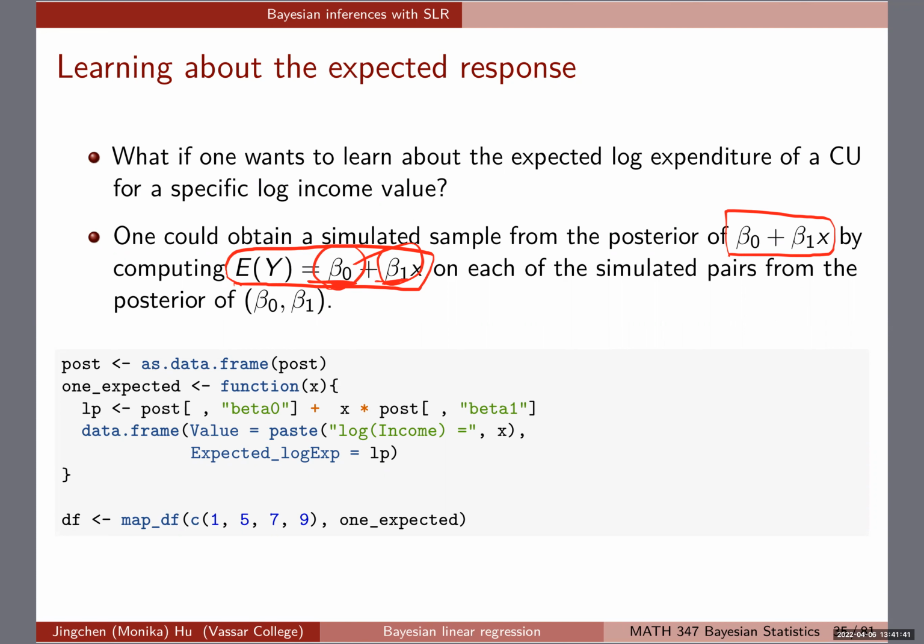If we're interested in a particular observation, then we should be able to generate a large number of expectations of y as well. So x is fixed for a particular consumer unit, and each pair of beta 0 and beta 1 is going to give me one expectation of y. I can do this a large number of times given a particular x. The code over here, which I imagine some of you might want to use for your project later if this is relevant, is a function that computes the expected outcome for one observation.